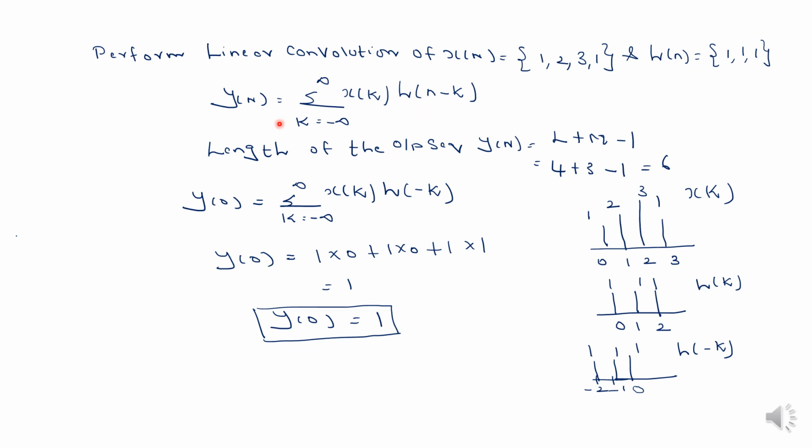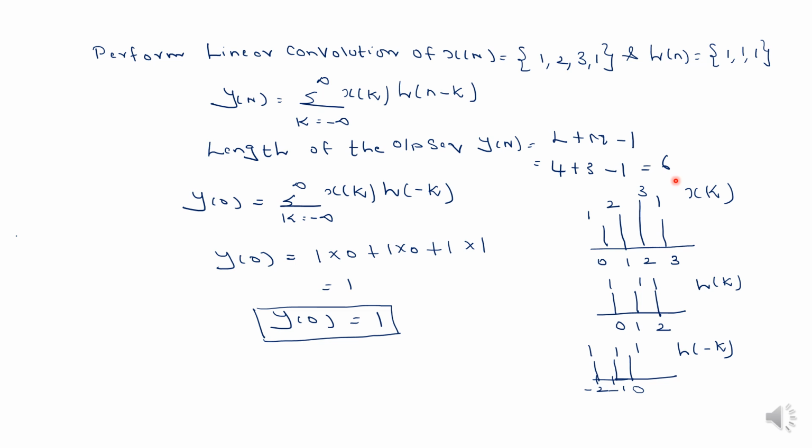Before computing this, we need to find out the length of the output sequence y of n. The formula is L plus M minus 1, wherein L indicates the length of the first input sequence x of n. In this case, the length of the sequence is 4, therefore I have equated L to be 4 here. Plus M represents the length of the impulse sequence h of n. In this case, the length of the sequence is 3, therefore M is replaced by 3. 4 plus 3 minus 1, hence we have arrived at 6. So the length of the output sequence y of n is going to be 6.